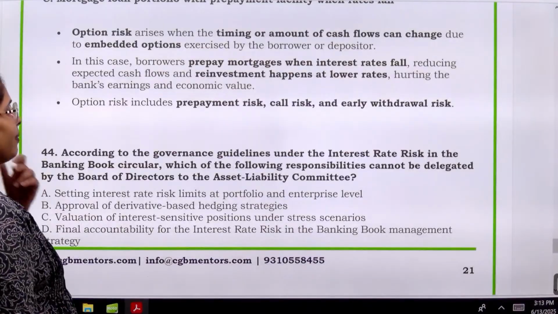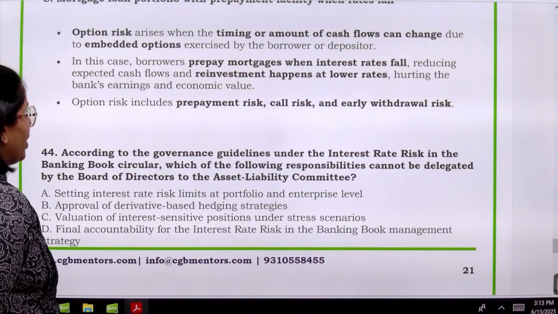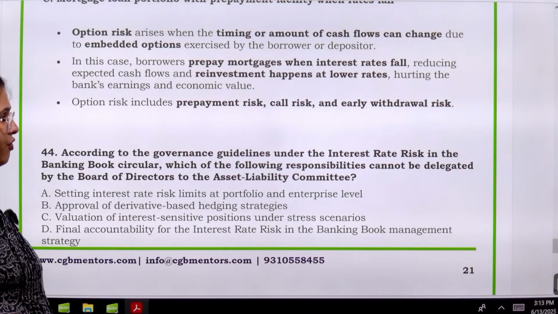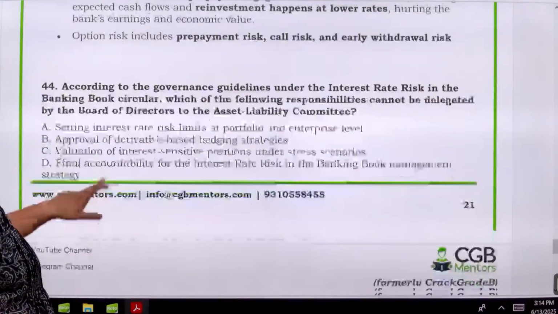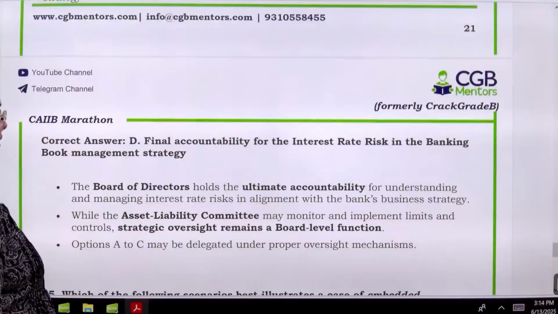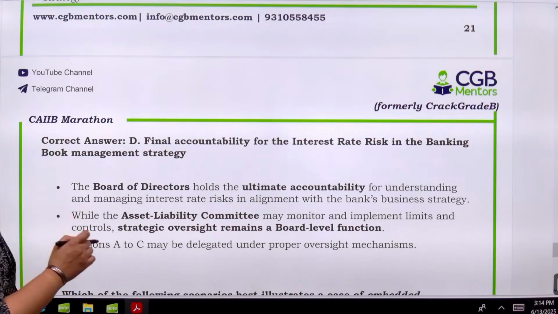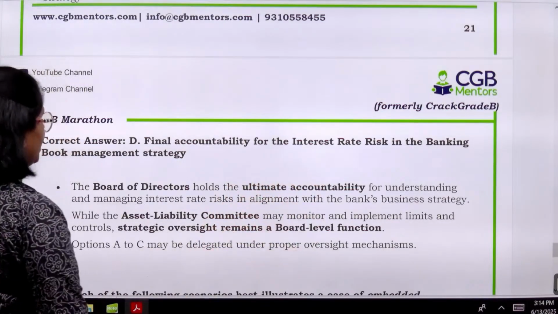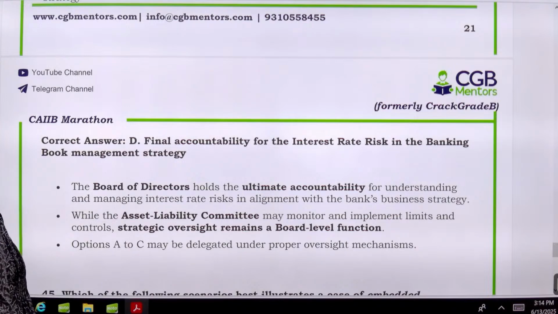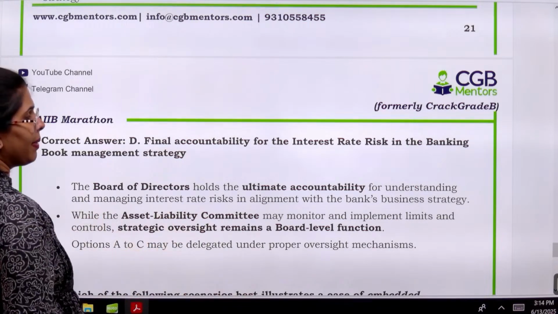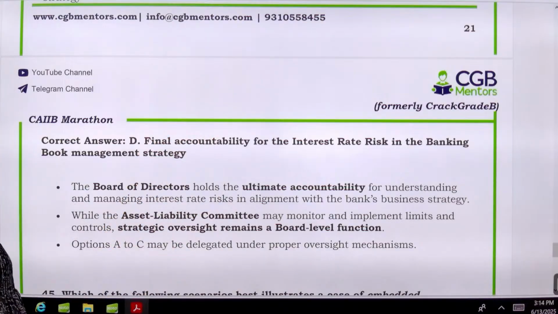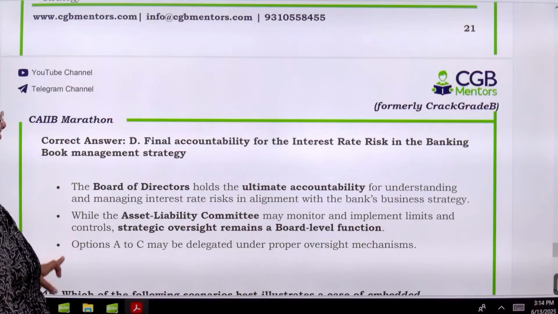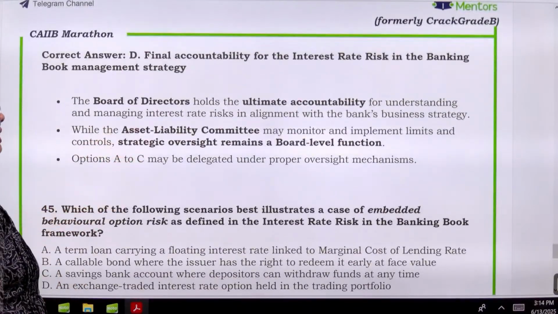Now as per the governance guidelines under the interest rate risk in the banking book circular, which of the following responsibilities cannot be delegated by the board of directors to the asset liability committee? See, the board of directors hold the ultimate accountability for managing interest rate risk. While the asset liability committee may monitor the limits, strategic oversight would remain the board function and final accountability for the interest rate risk cannot be delegated to the ALCO, that is the asset liability committee.